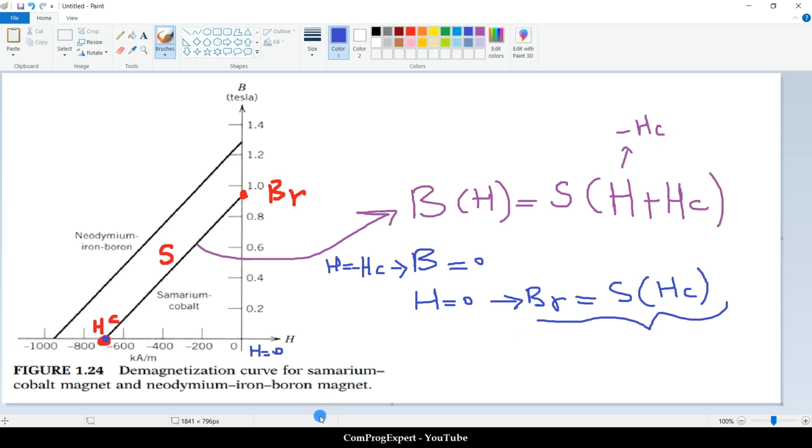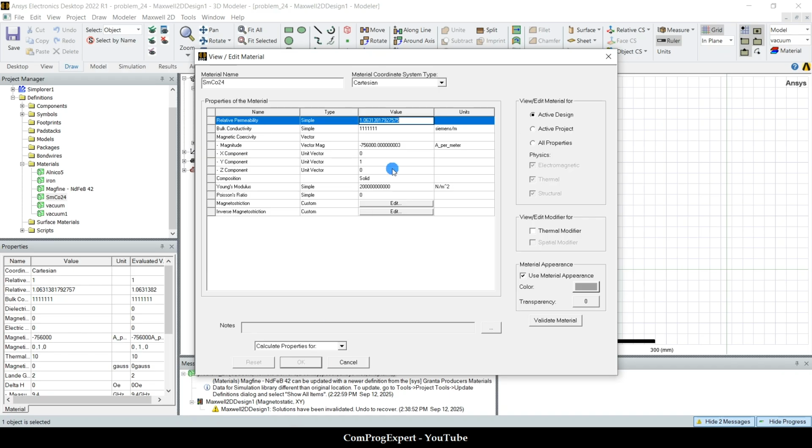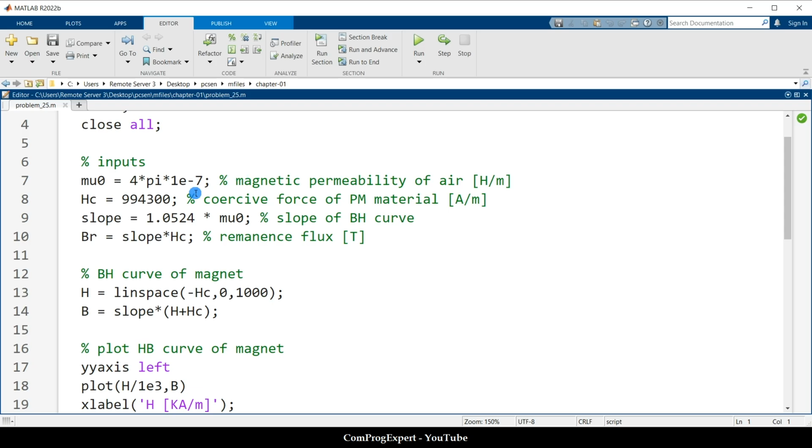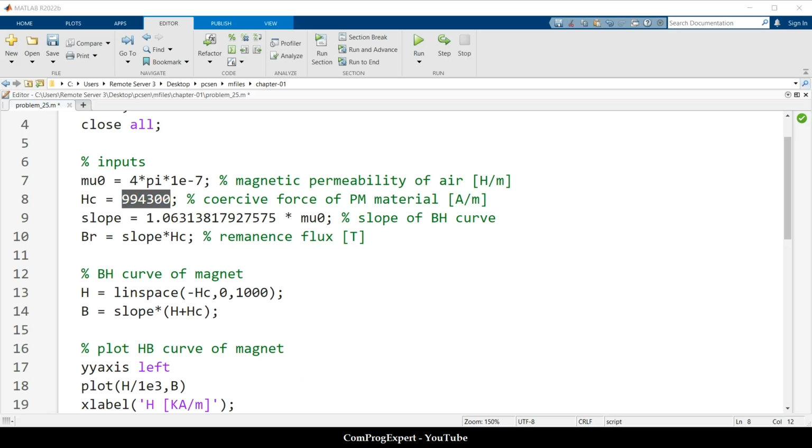So here we have these numbers. This is the relative permeability. Let me copy this for SmCo24. Here is the slope. Paste this number times mu 0. The coercive force.